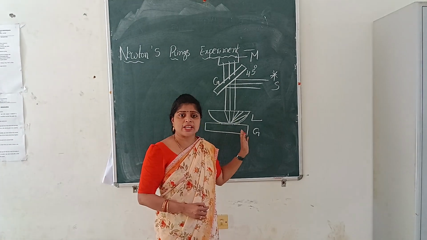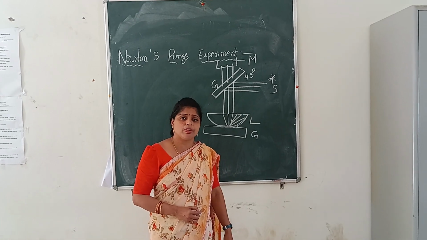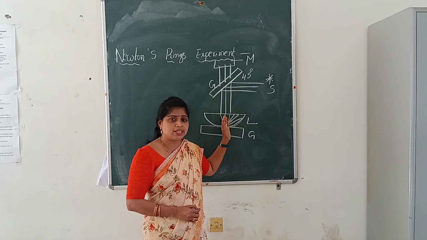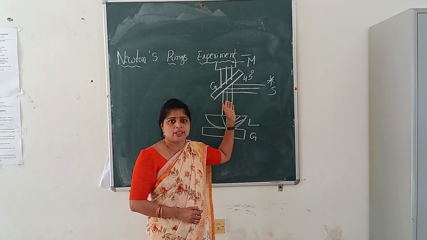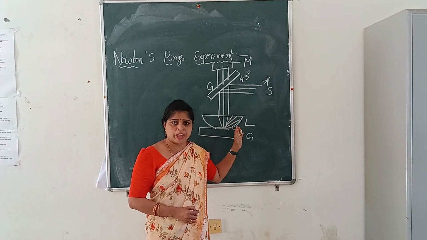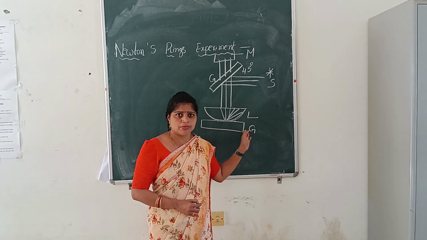This circular pattern of bright and dark fringes is called Newton's rings. Newton's rings can be observed through this experiment based on the concept of interference, which is based on the principle of superposition of waves.